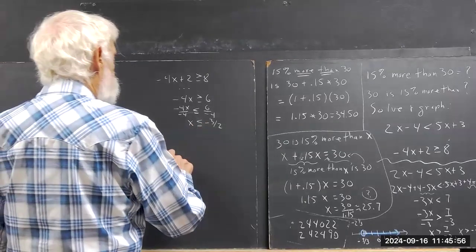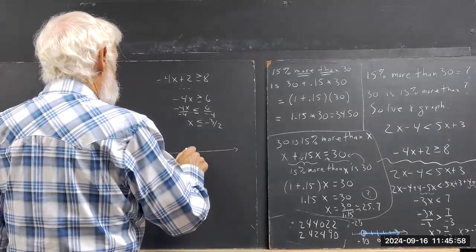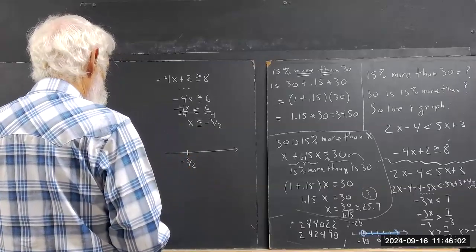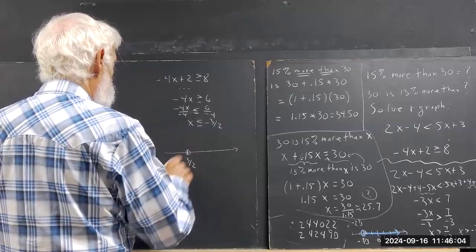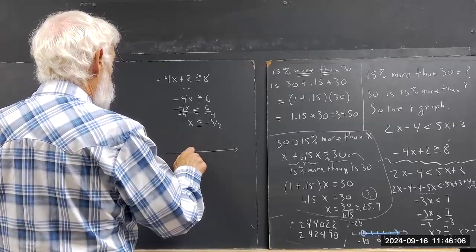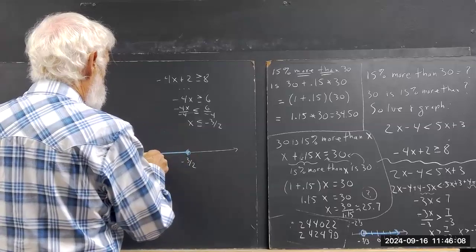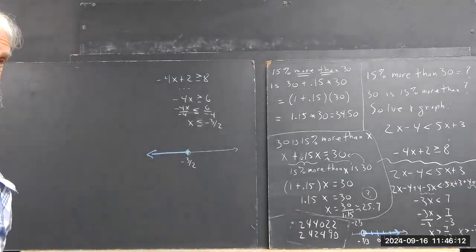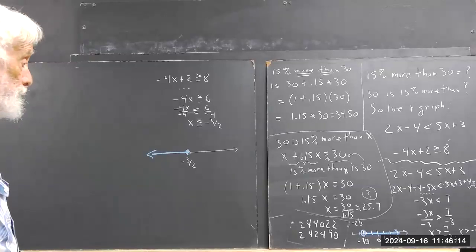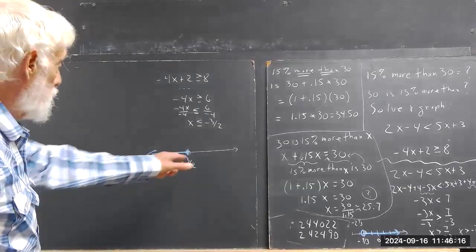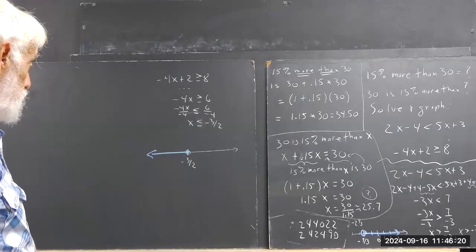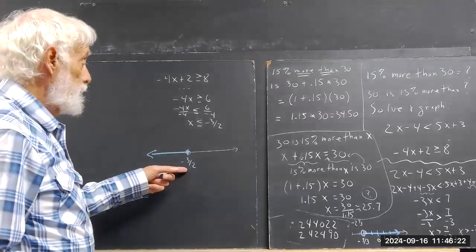It's less than or equal, so when you graph it, there's the negative 3/2 here. I'm going to put a closed dot on it. And it's going to be here. Now we can pick any number to the left of negative 3/2. And negative 3/2 is negative 1.5.